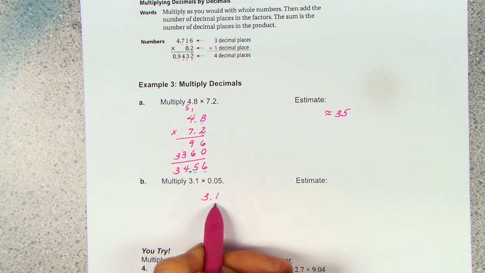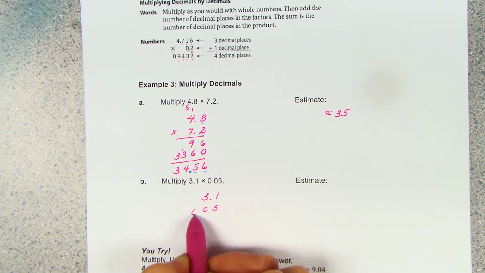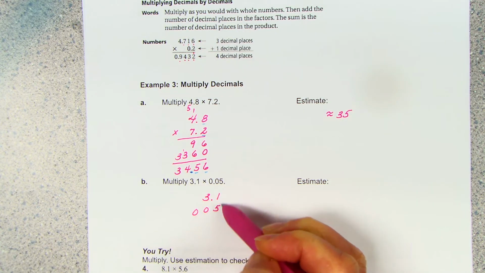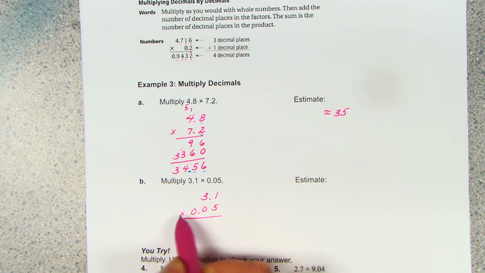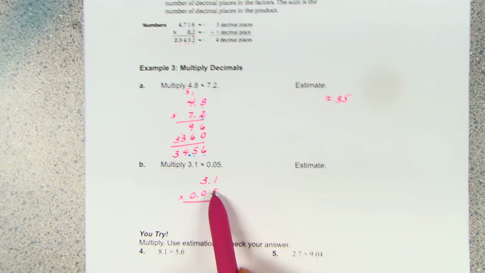The 5 needs to go here. 0, 0. So I'm making sure that I'm lining it up to the right. And then that decimal was right there. Okay. 3 and 1/10 times 5 hundredths.